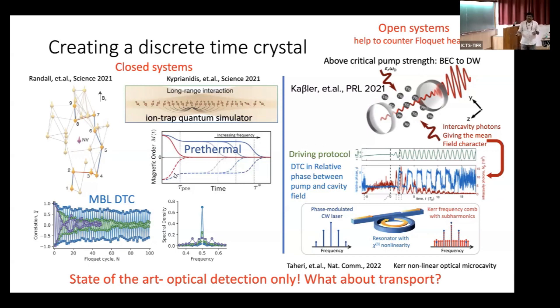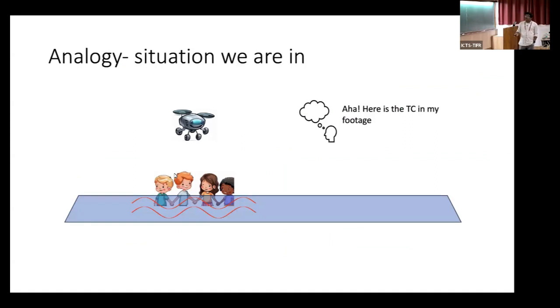So my point in these slides is that the state of the art is only optical detection. So you just have optical means of looking at time crystals. And I asked, what about transport? So let me find an analogy for the situation.